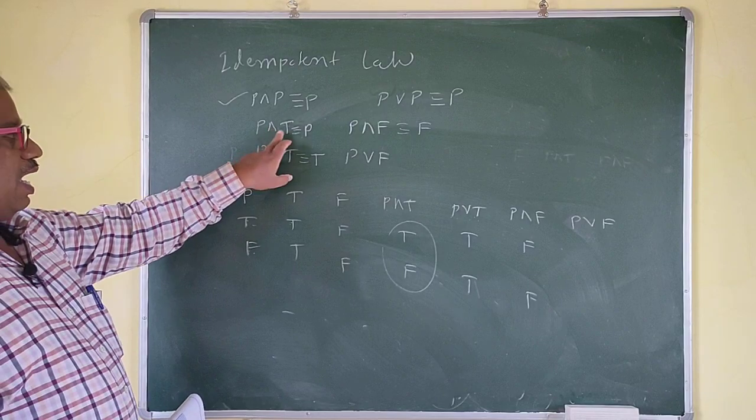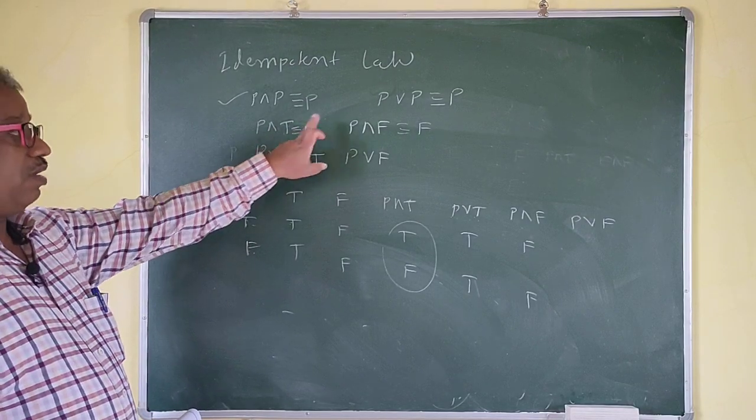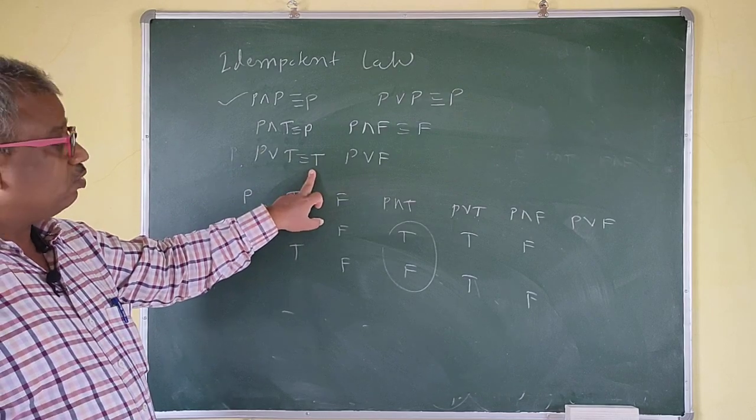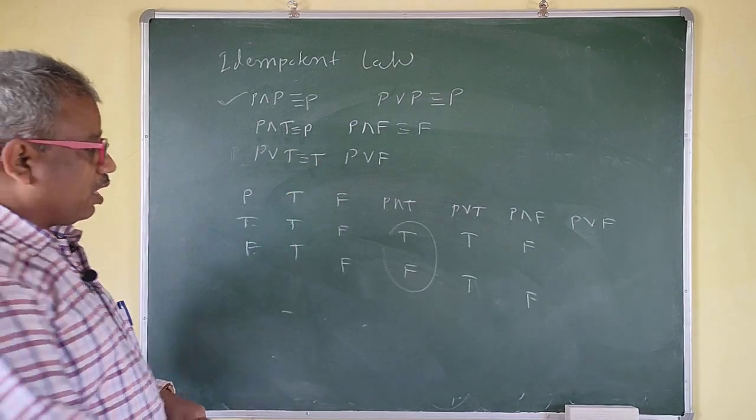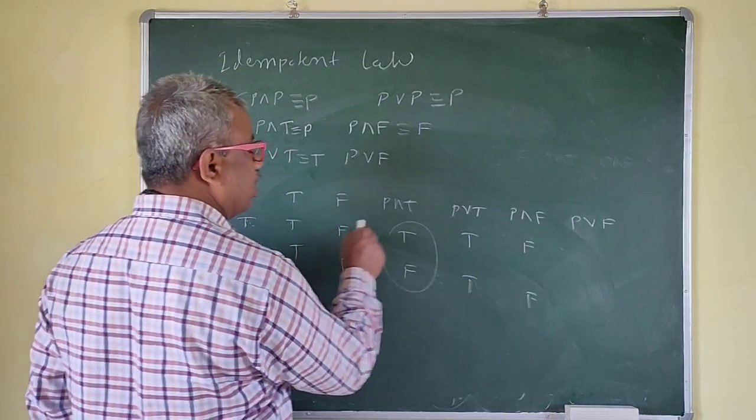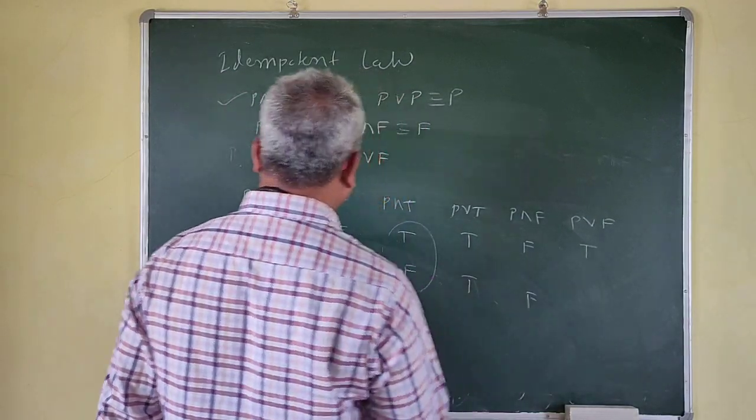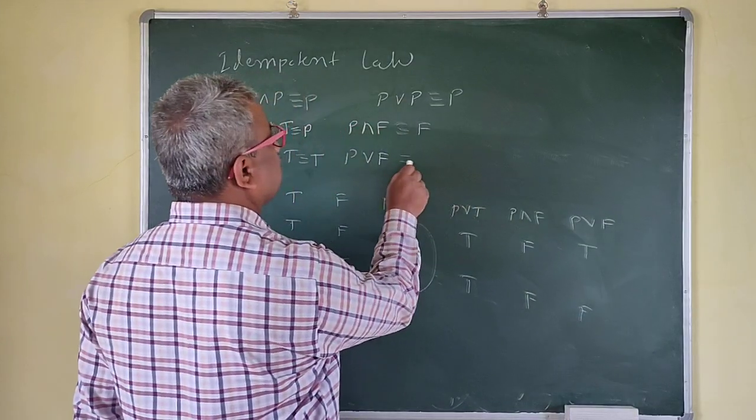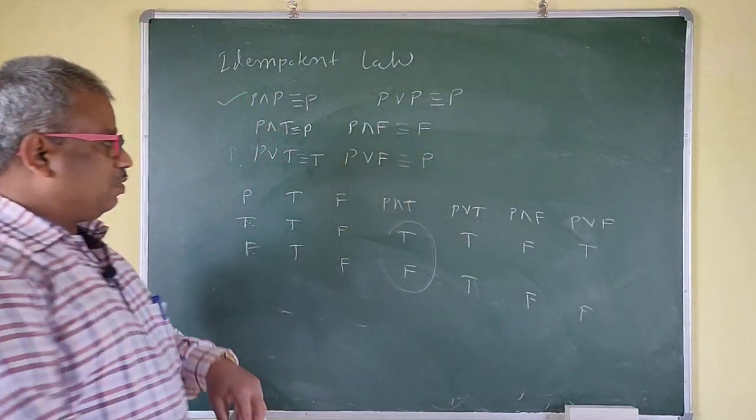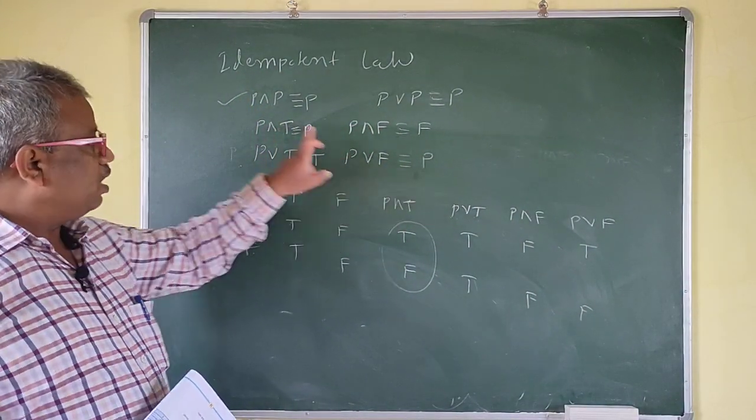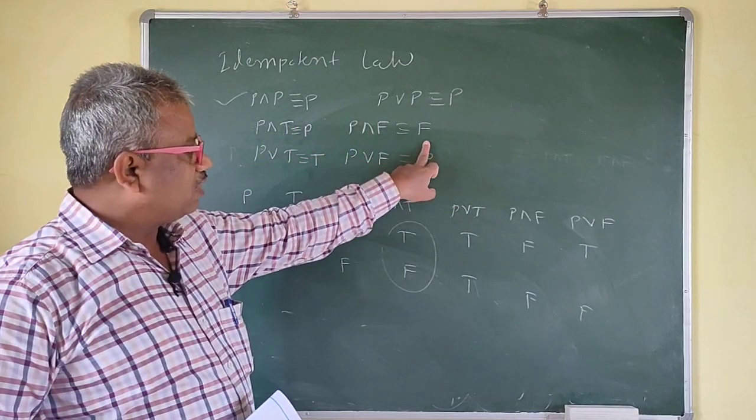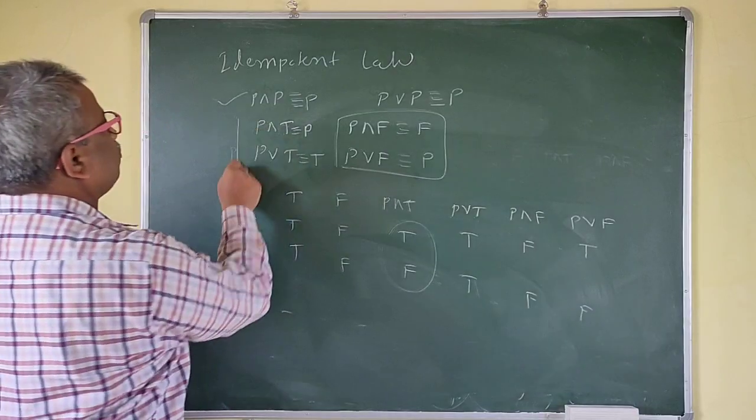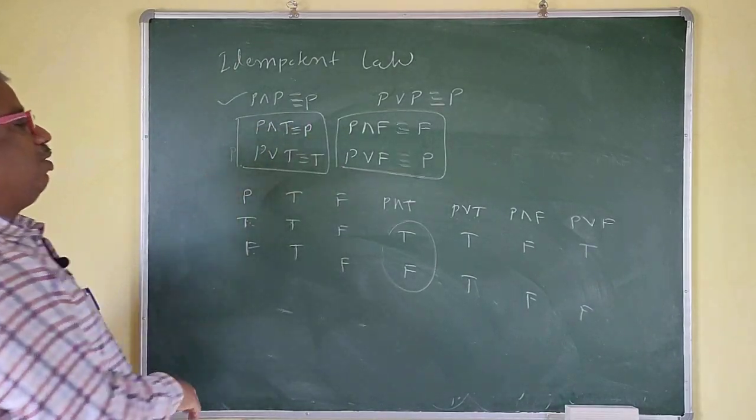See here, P and T is logically equivalent to P, but P or T is logically equivalent to T. T means tautology. P or F now. So P or F: T or F is T, F or F is F. That means this is logically equivalent to P. That means P or F is logically equivalent to P, and P and F is logically equivalent to F. See also this. Logically equivalent, right?